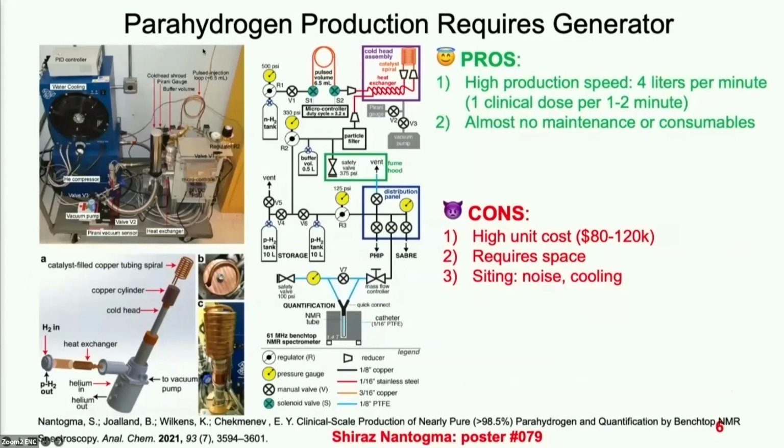This is an example of one of these devices, and by no means am I trying to walk you through the design of this device. This is just a photo. The point here is that on the positive side, we can have very high production speeds. We can be producing 4 standard liters per minute. And we believe we can produce what we call 1 clinical dose in approximately 1 to 2 minutes. It has almost no maintenance or consumables, so these are great things.